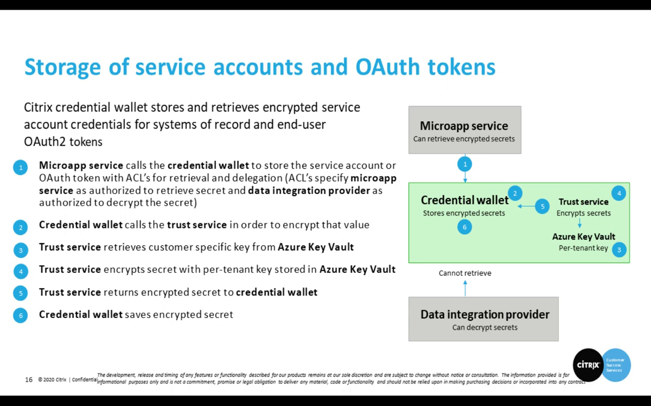If you're familiar with Kerberos at all, it's that same general principle. It's that three-headed system where one can only do one thing, the other can only do something else, in this case retrieve versus encrypt. The trust service is then going to retrieve the customer-specific key from the Azure Key Vault. That trust service is going to encrypt the secret with the pertinent key, and that'll get stored inside of the Key Vault. Next, that trust service is going to return the encrypted secret over to the credential wallet, and the credential wallet is going to save the encrypted secret.